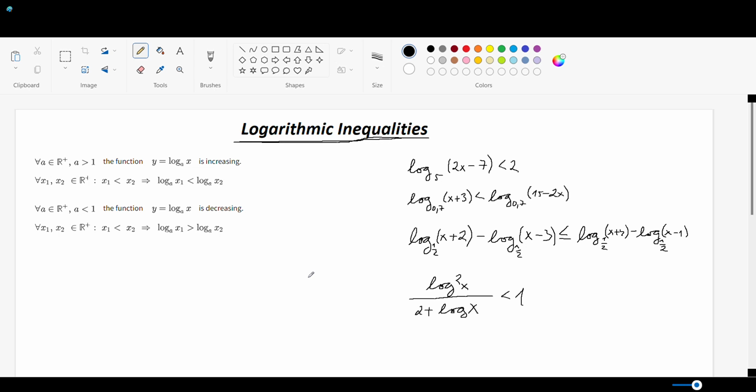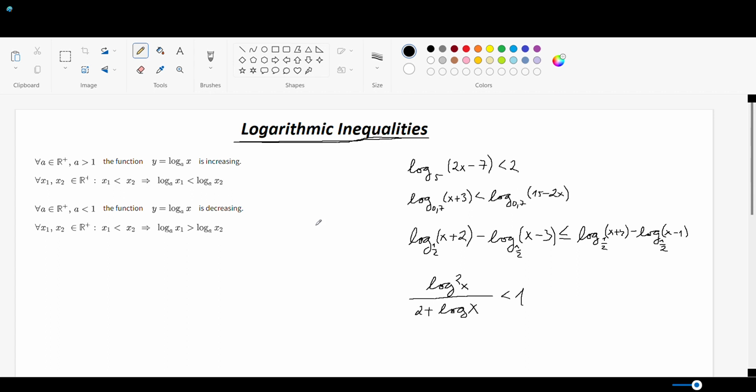Hello, in today's video I'm going to explain in some detail logarithmic inequalities, and I will explain why we have to keep in mind the value of the base of the logarithmic function or functions which are given in the inequalities, and why we have to keep this in mind.